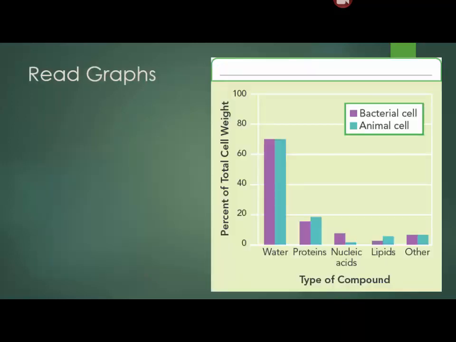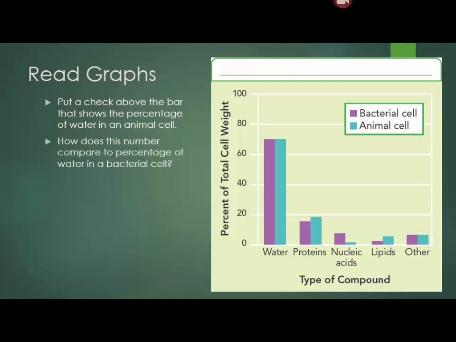Inside of your notes, please complete the graph by putting a title on it and doing the following. Put a check above the bar that shows the percentage of water in an animal cell. For number 1 inside the blanks on your notes, how does the number compare to the percentage of water in a bacterial cell?